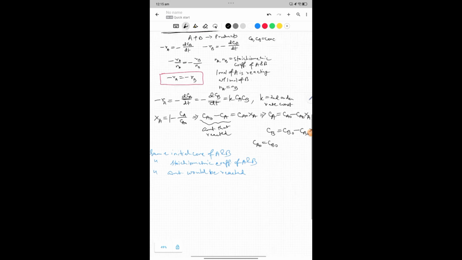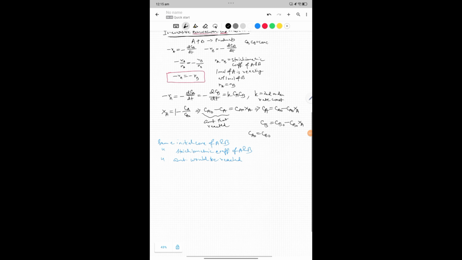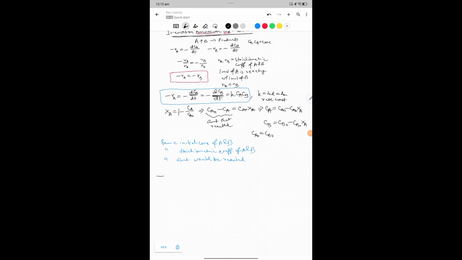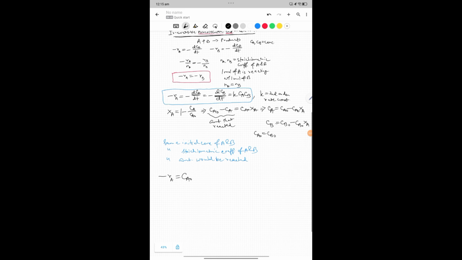Now, the rate expression that we got, we can modify this. How? Minus RA could also be written as CA0 times dXA by dt.